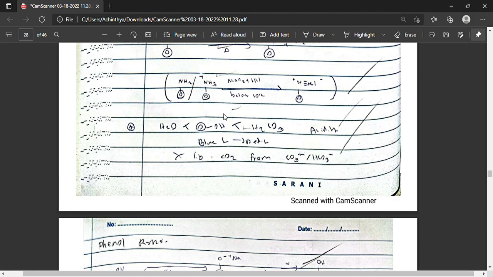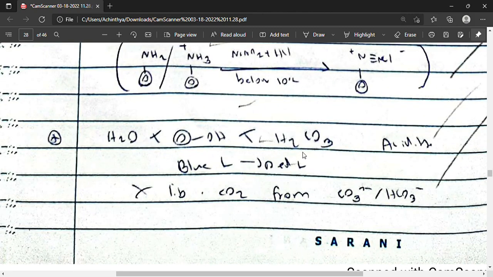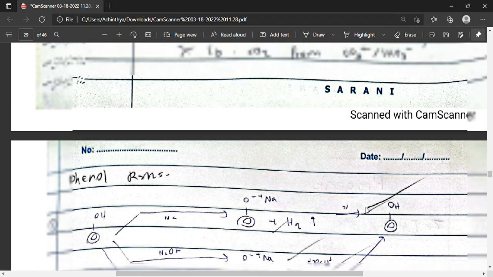Phenol is interesting, for it is more acidic than water but less acidic than carbonic acid. However, it is acidic enough to turn blue litmus into red litmus, but because it's less acidic than H2CO3, it cannot liberate carbon dioxide from carbonates or bicarbonates.